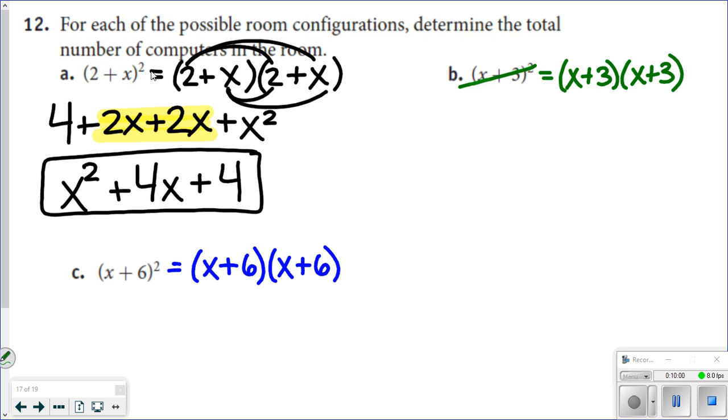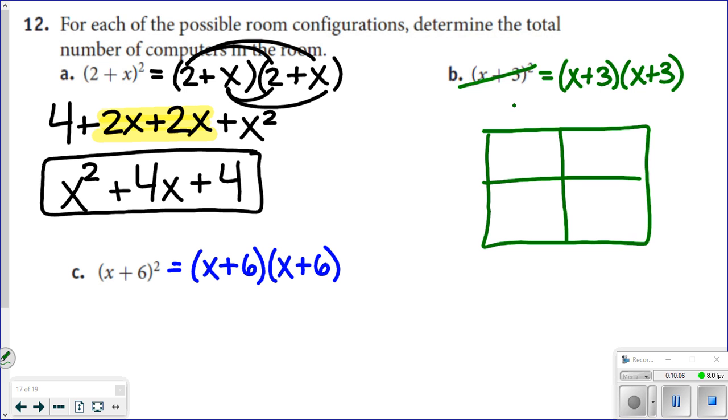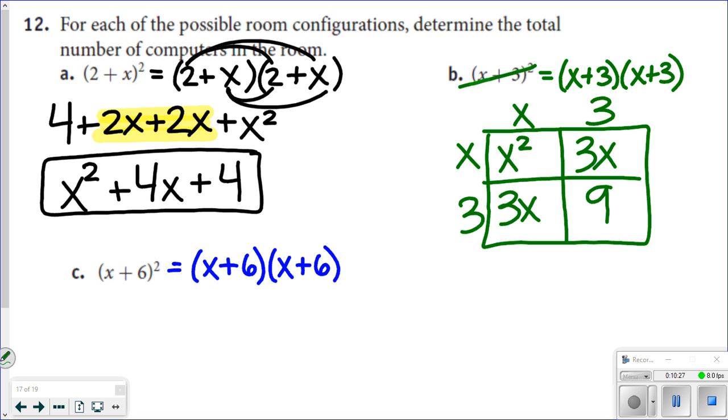Letter B, I'm going to use the box method, and it's a 2 by 2. x plus 3, x plus 3, write them on the tops and the sides. And now we're going to multiply x times x is x squared. x times 3 is 3x. 3 times x is 3x, and 3 times 3 is 9.